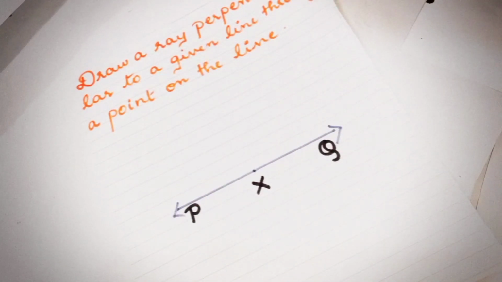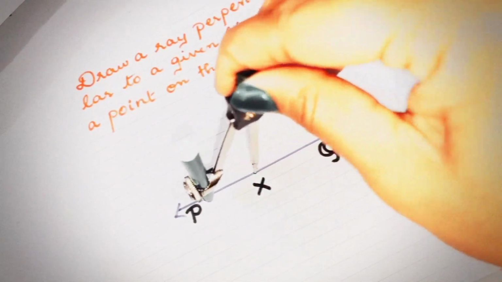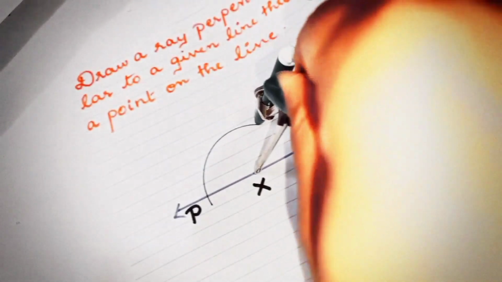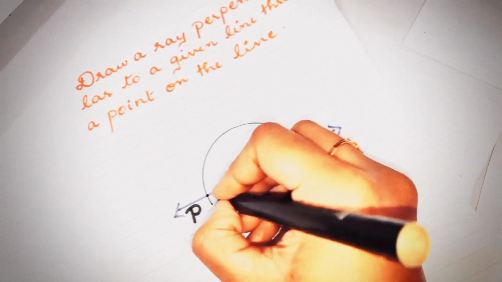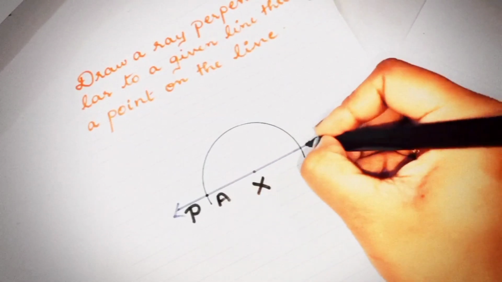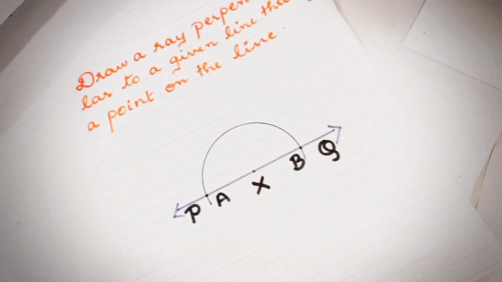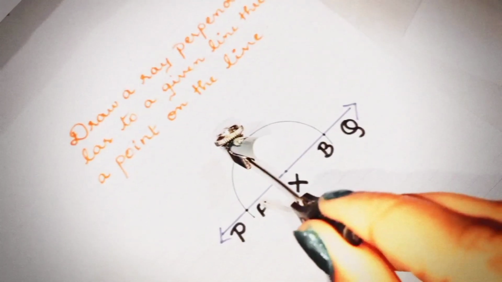Now using a compass, center the compass at X and with any suitable radius, draw a semicircle so that it cuts the line PQ, and let A and B be the points where the semicircle cuts PQ. So right now we have got a semicircle.